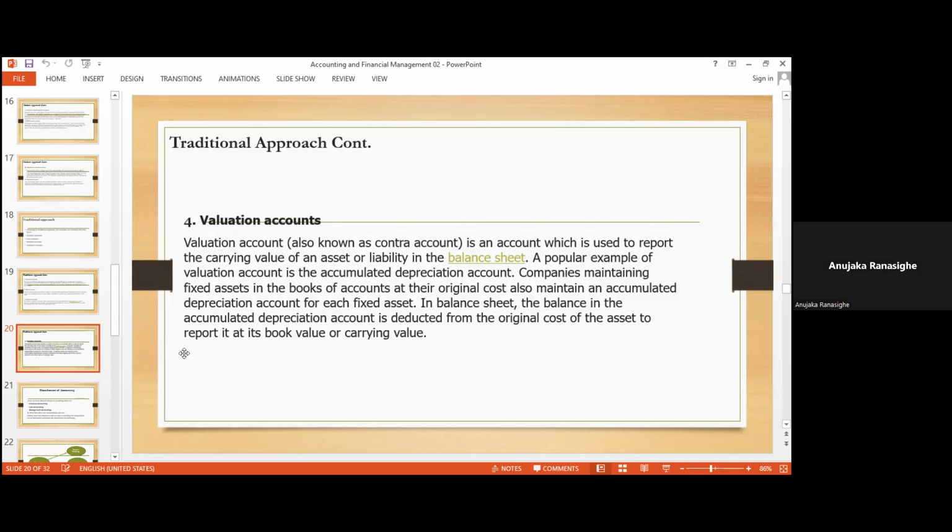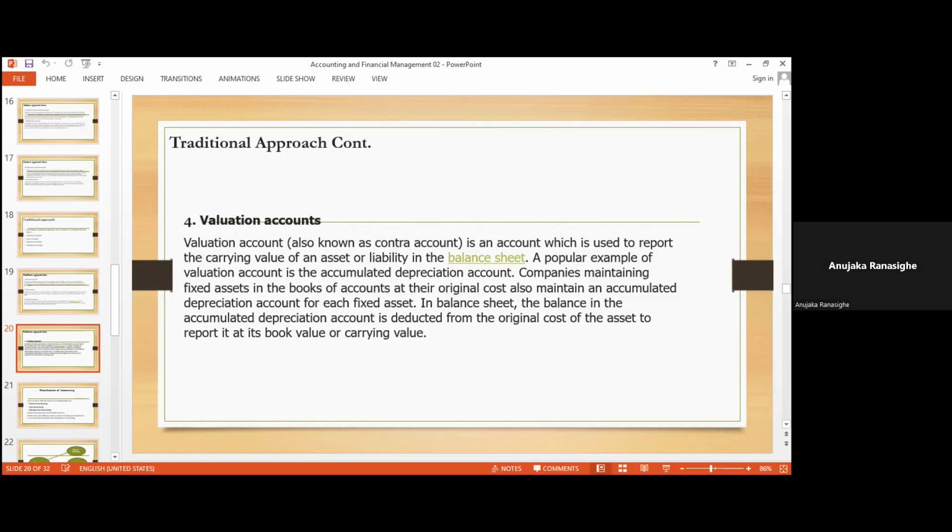All the depreciation amounts are carried from valuation accounts. Accumulated amounts are here, valuation accounts. When the financial statement is prepared, plant and machinery statement, they get the accumulated depreciation amount from valuation accounts.